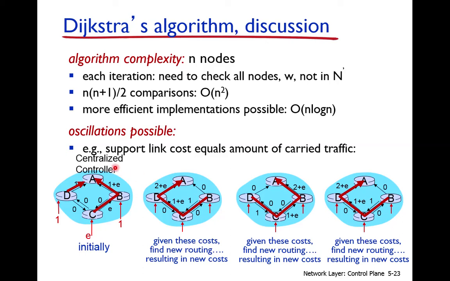Why? Because the centralized controller computes or decides the path for each router, for B, C, D. Okay, and the oscillation problem happens in the per-router architecture. Why? Because each node decides its path by itself, so it doesn't know what path has been decided by the other routers C and D. So this is due to the distributed nature.